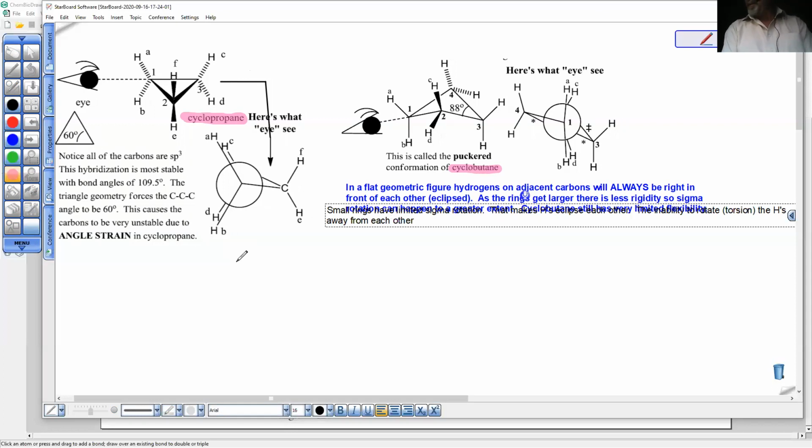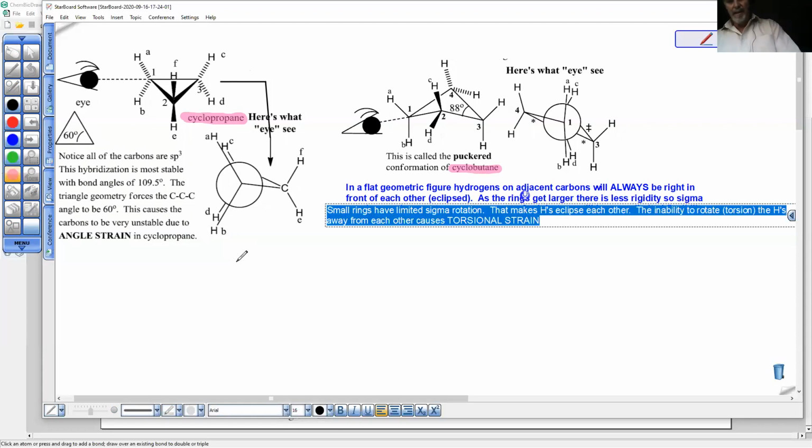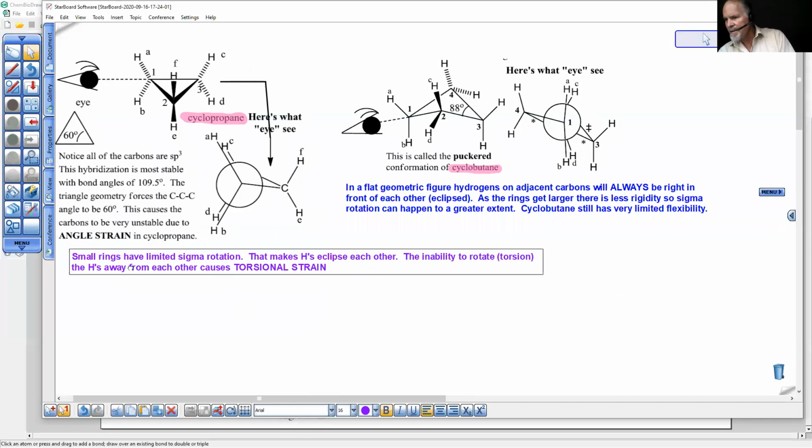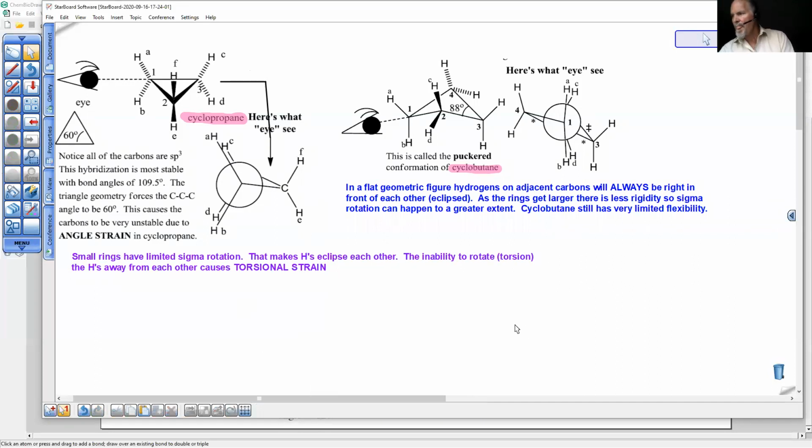Other causes torsional, spelled that right? Yeah, strain. That's important stuff. Yeah, here we go. Still have that highlighter on, don't I? Sigma rotation can also be called torsion.